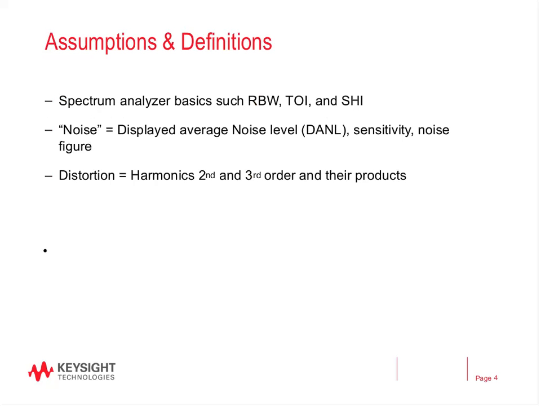Some quick assumptions here. I'm assuming that you have some basics, but we will be reviewing the sweep time equation. But resolution bandwidth filters, TOI, second order harmonics, I would expect you have some knowledge on that. When we talk about noise, usually referring to the DANL, the displayed average noise level of the spectrum analyzer. Sometimes folks call it sensitivity, maybe the noise figure. And then when we talk about distortion, usually referring to harmonics, second, third order harmonics is typically what we're referring to.